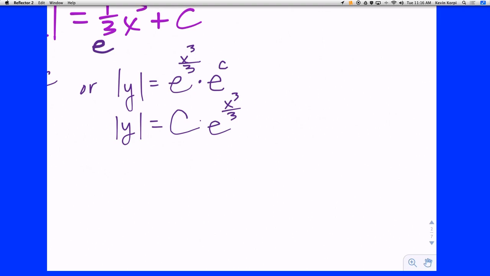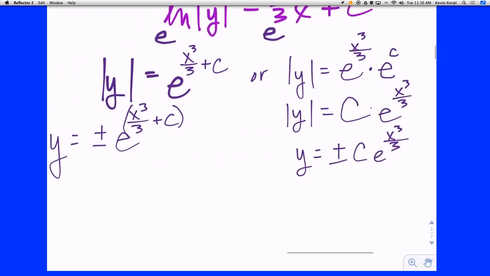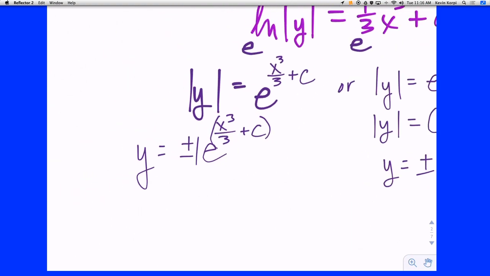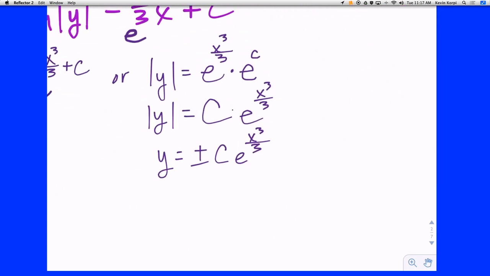Now look at us over here. When I drop the absolute values over here, I have plus or minus c e to the x cubed over 3. Do I need plus or minus c, though? Over here, I needed the plus or minus because there was a 1 in front implied, right? And 1 is always positive. But c is an unknown, isn't it? And by the nature of being unknown, c could be positive or negative depending on what it is, right? That makes sense.